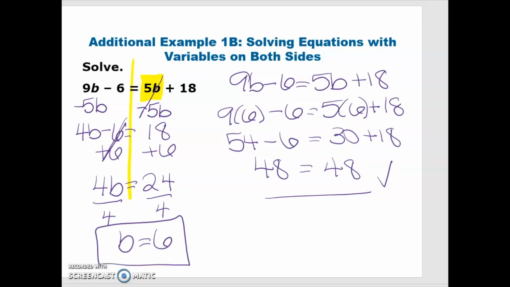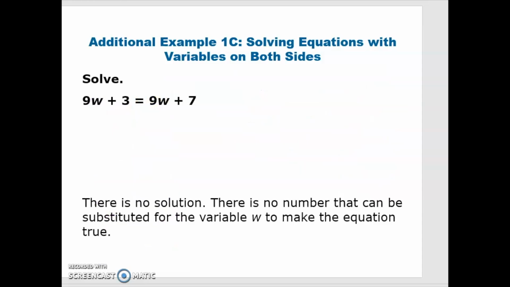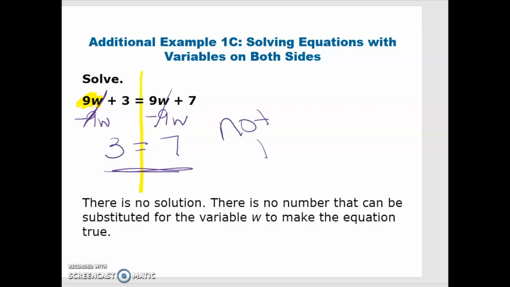It worked out. All right, now we're going to look at a tricky one. This one's so much fun. Here we go. We see W's on both sides. Uh-oh, they're both the same. So it doesn't matter. I'm going to subtract this one. So I subtract 9W, subtract 9W, these go away. 3 equals, these go away. 7, uh-oh, that's not true.